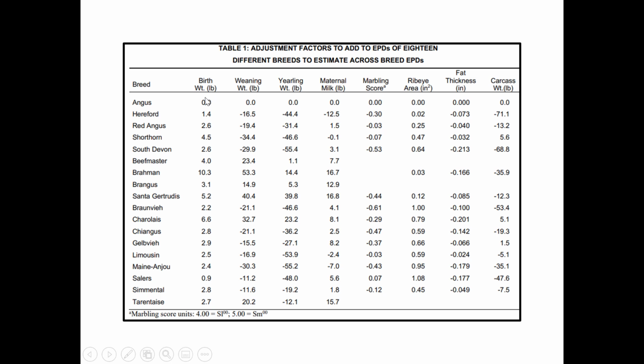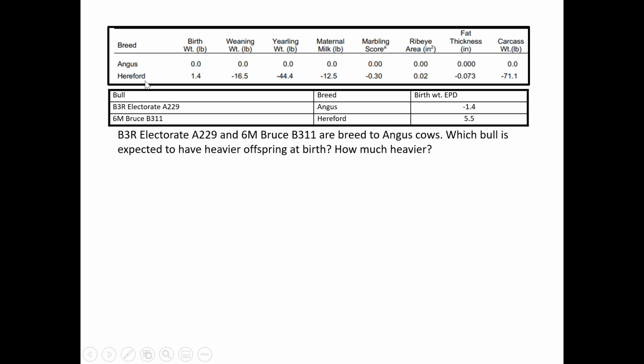Whenever we're doing these, we always breed the bulls in question to one type of cow. So the cows all have to be the same breed. Otherwise, you would have to adjust the cows for their breed as well. So let's do an example. We have B3R and 6M Bruce B311 that are bred to Angus cows. Which bull is expected to have heavier offspring at birth, and then how much heavier?